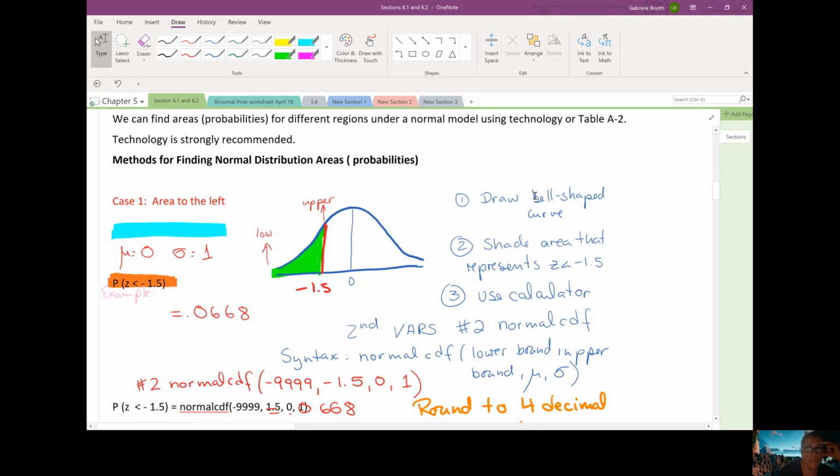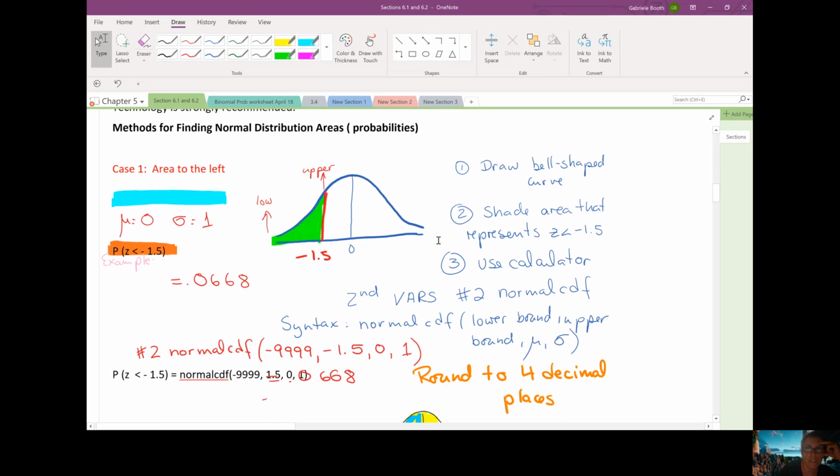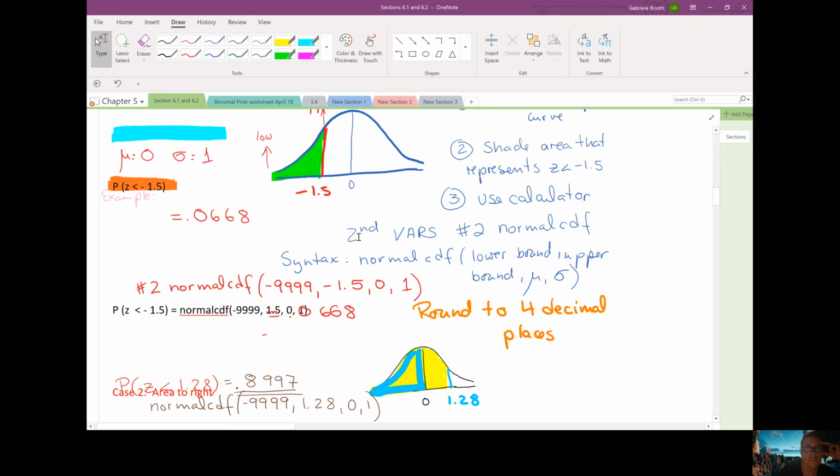First, draw a picture. Draw a bell-shaped curve. Then we shade the area that represents z is less than negative 1.5. We would shade to the left. Of course, that's just a guesstimation. And then you use the calculator. Second, VARS, and you pick number 2, normal CDF. Now the syntax for normal CDF is lower bound, meaning the small number.